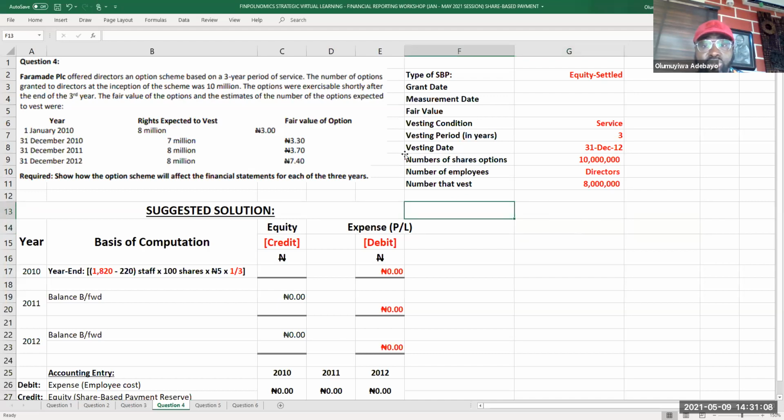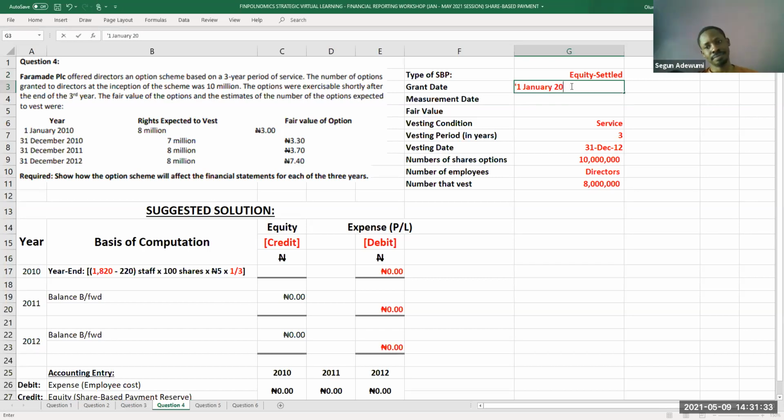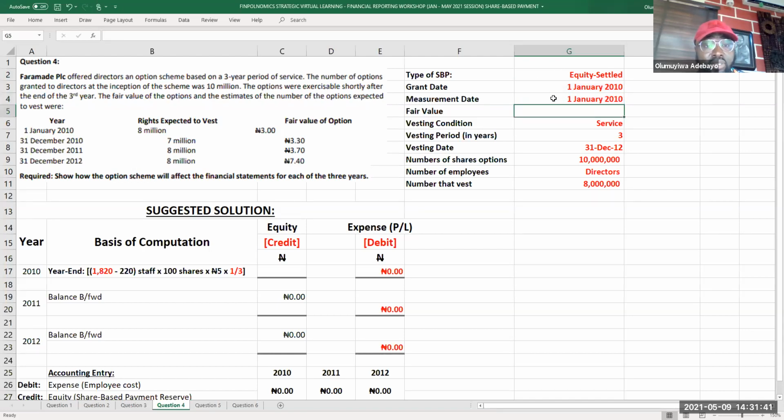Now, the next thing we need to do is obtain the fair value. Because this is equity settled, the fair value we need is as at the grant date. The question then is, when is the grant date? The grant date was 1st of January 2010, and the grant date will be the same as the measurement date for employees. Which fair value is relevant for a share option or equity settled transaction?